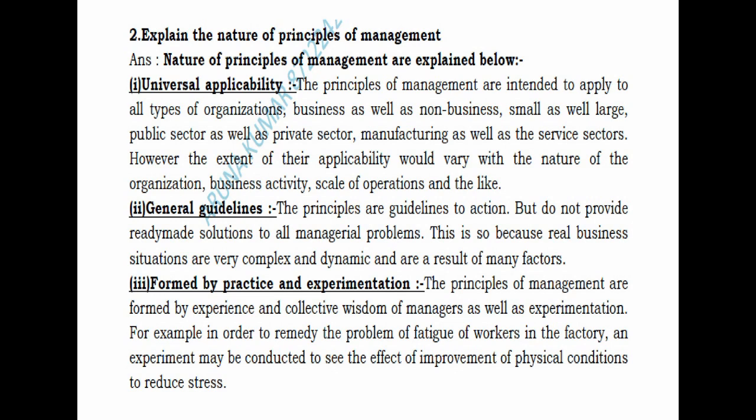Under nature of principles of management, you have 7 points. One is universal applicability, second is general guidelines, third is formed by practice and experimentation, fourth is flexible, fifth is mainly behavioral, sixth is cause and effect relationship, seventh is contingent. So all this, you write if possible.